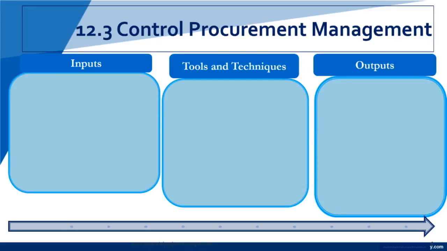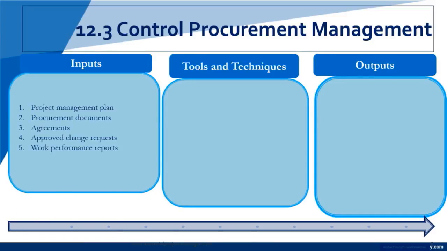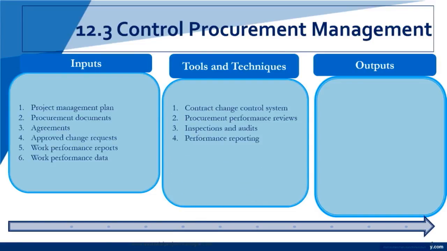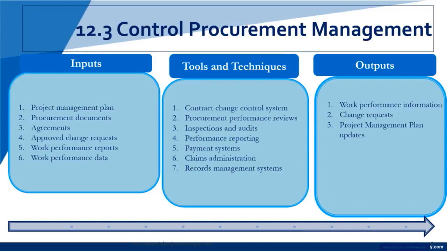Now, controlling procurement management. Our inputs here are the project management plan, the procurement documents, our agreements, our approved change requests, our work performance reports, and our work performance data. Our tools include our contract change control system, our procurement performance reviews, our inspections and audits, our performance reporting, our payment systems, as we are paying money, our claims administration, and our records management systems. We have outputs of the work performance information, our change requests, our project management plan updates, our project document updates, and our organizational process asset updates.